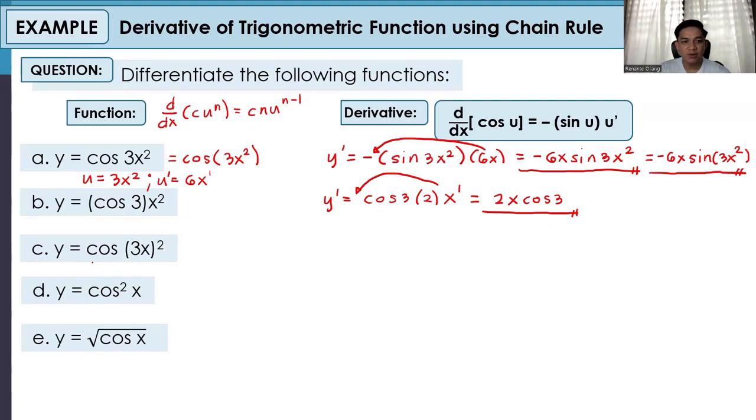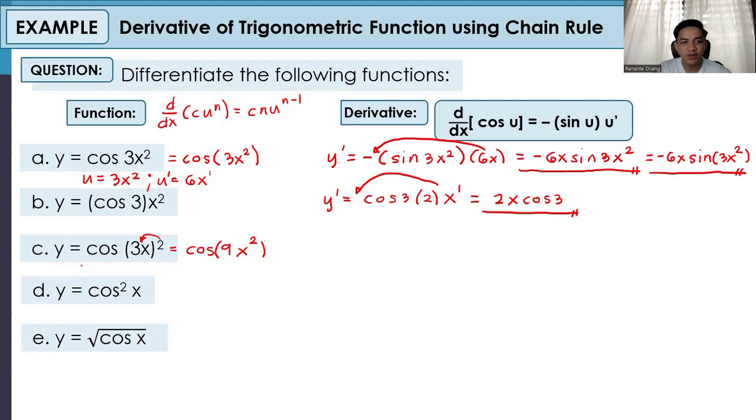For our letter C, we have cosine of open parenthesis 3x, then close parenthesis squared. So, ang ibig sabihin ng squared natin dito, class, is yung 3x lang yung naka-squared. So, mas maganda if i-rewrite natin that is equivalent to cosine of 3 squared will be 9. Then x is squared, so that is equivalent to x squared. So, cosine of 9x squared is same lang po sa cosine of open parenthesis 9x squared close parenthesis. So, we will be using this formula. The derivative of cosine of u is equivalent to negative of sine u prime.